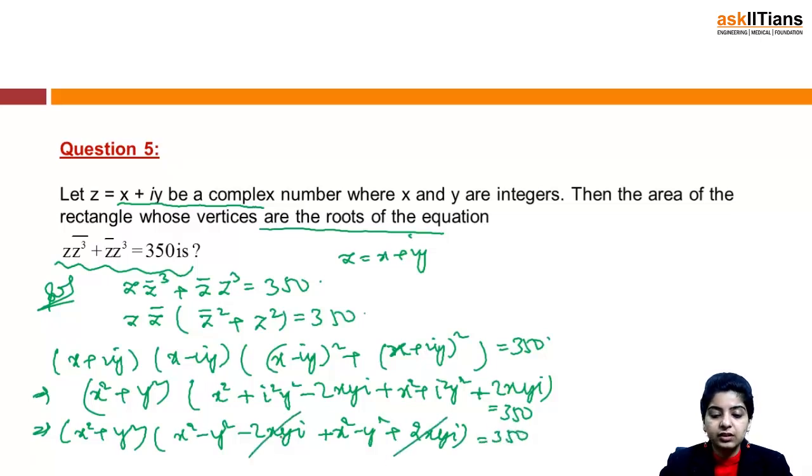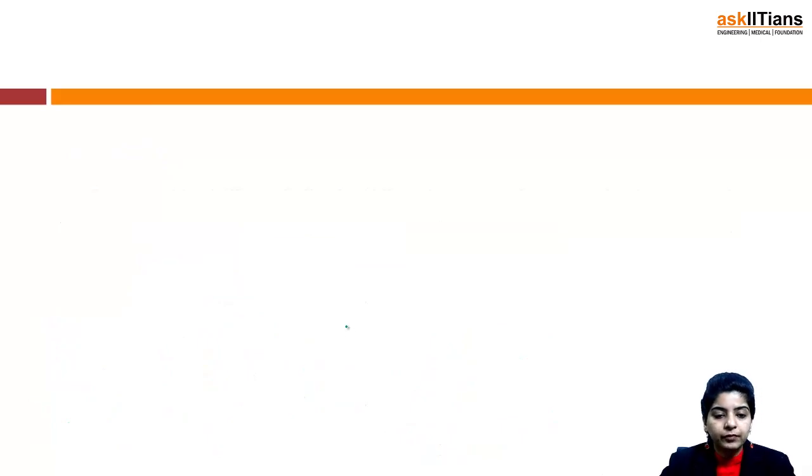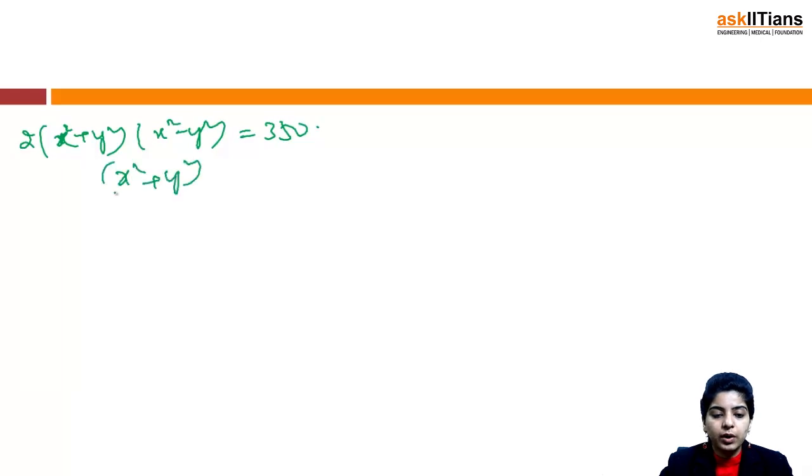2xyi gets cancelled, and therefore this gives me (x² + y²) into 2(x² - y²) is 350. So this gives me (x² + y²)(x² - y²) = 175.